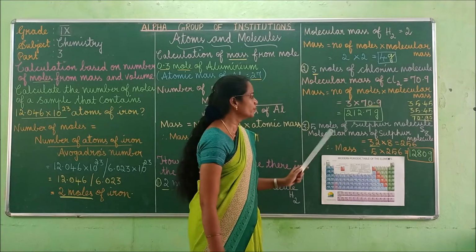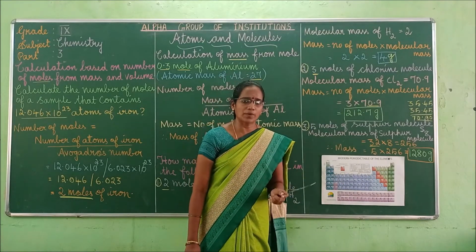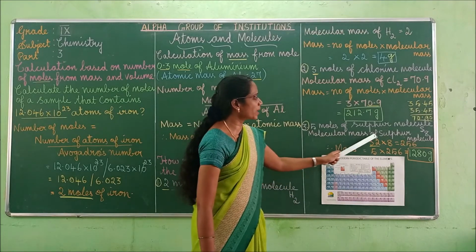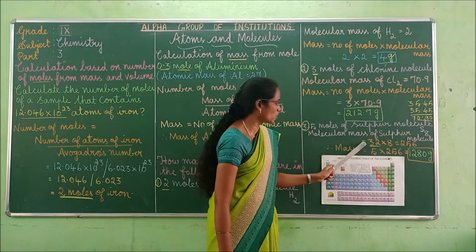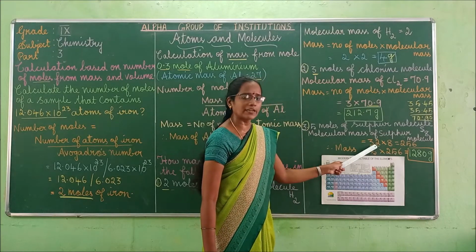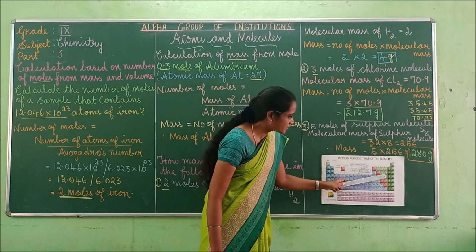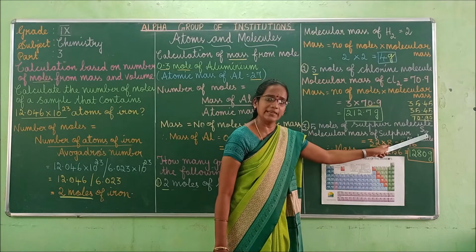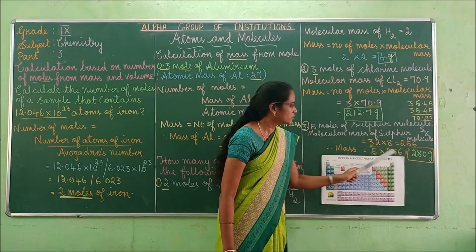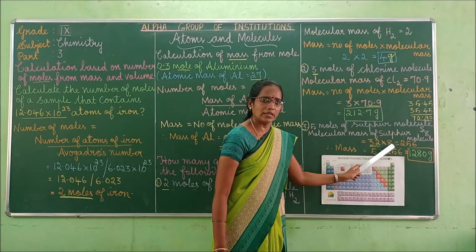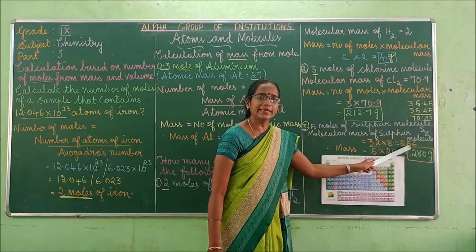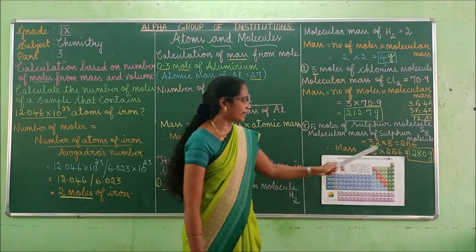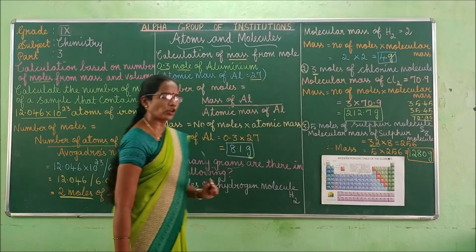First step, you have to find out the molecular mass, isn't it? For the sulfur molecule. So molecular mass of sulfur molecule is equal to 32, the atomic mass of sulfur. How many atoms are present? 8 sulfur atoms are present, isn't it? So 32 into 8. If you multiply this, you will be getting 256.